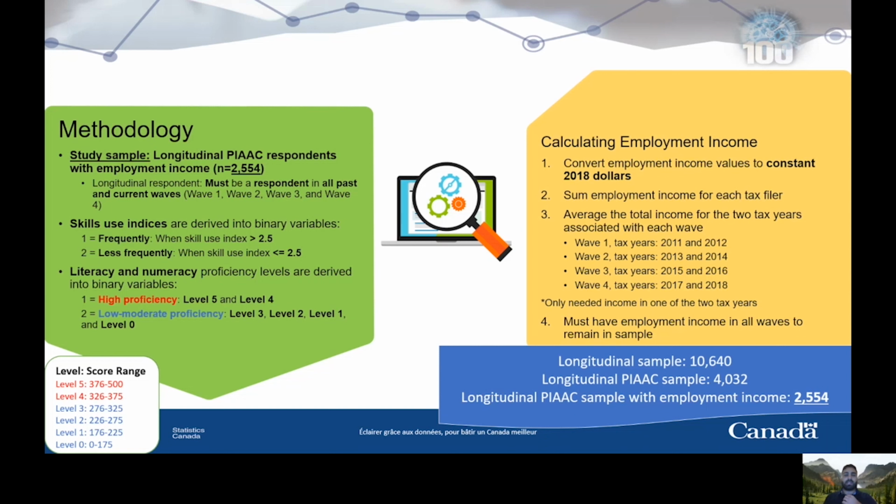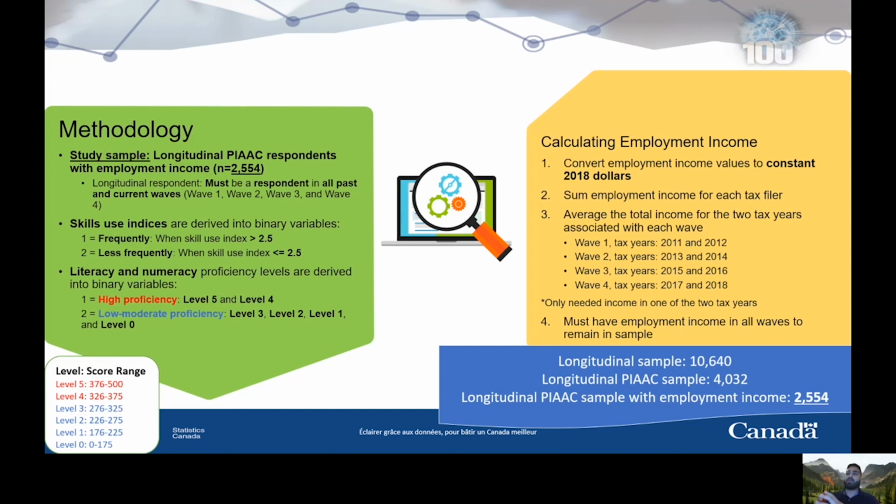Now, the skills use indices are derived into binary variables, where 1 means the skill is used frequently and 2 means it's used less frequently. The same thing is done for the literacy and numeracy proficiency levels, where 1 means you had a high proficiency in literacy or numeracy, and 2 means you scored a low to moderate proficiency. Literacy and numeracy are 2 separate variables, just to make that clear.